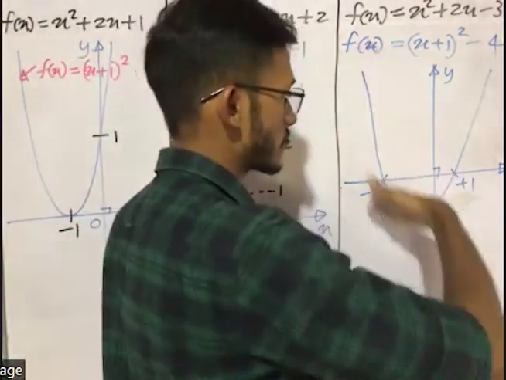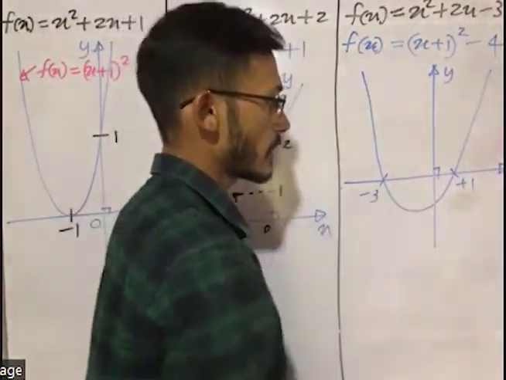Right? So if you consider this graph, there are two intersection points in the x-axis.